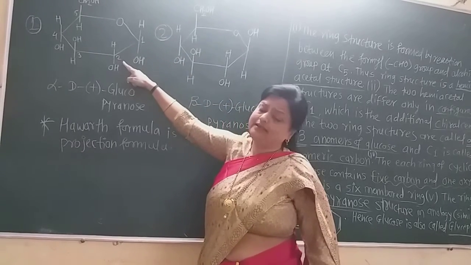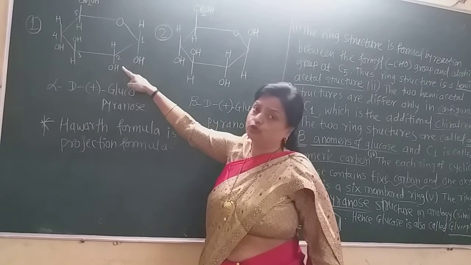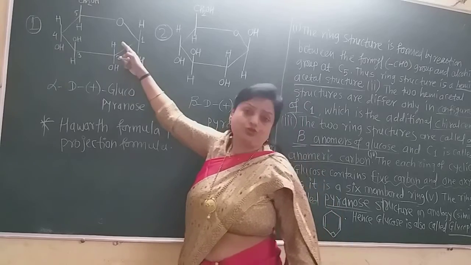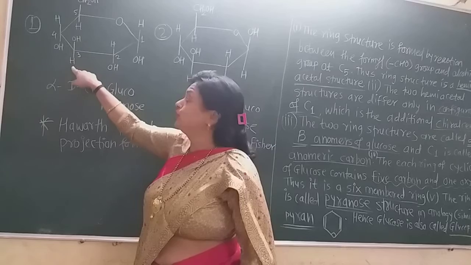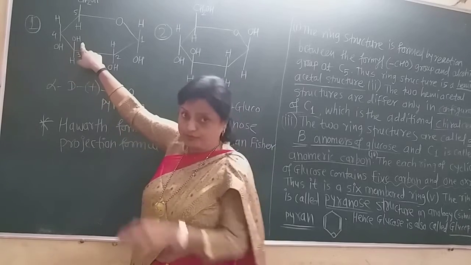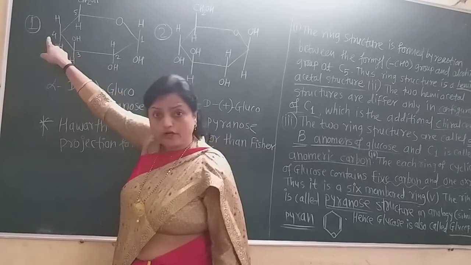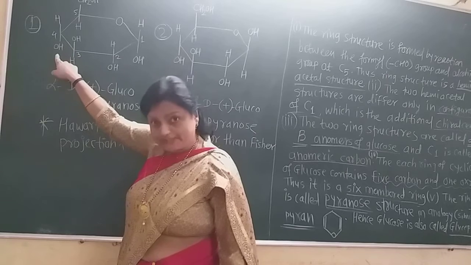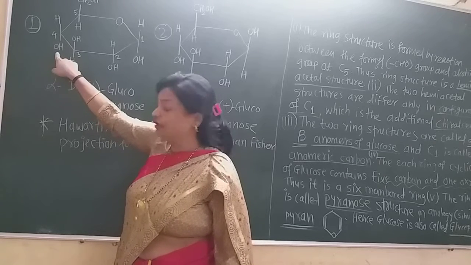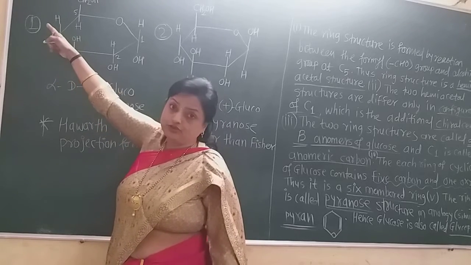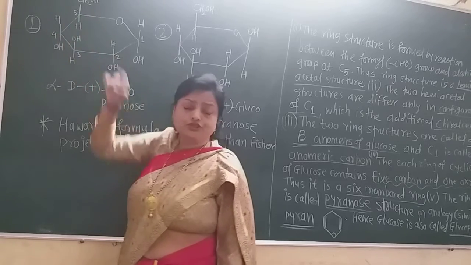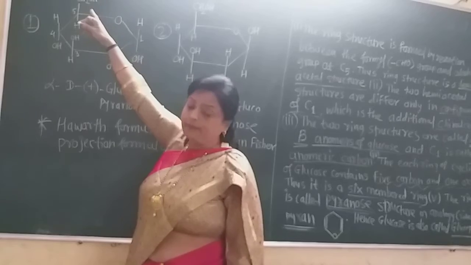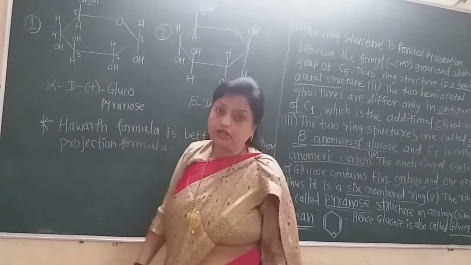Similarly, see, at the second carbon atom also the OH group is on the right hand side and H on the left hand side. Now at C3 the hydrogen is on the right hand side and the OH group is on the left hand side. At C4 the OH group is on the right, that is the lower side, and hydrogen is on the left side, so I show it on the upper side. This CH2OH is always on the upper side and this hydrogen is on the lower side.